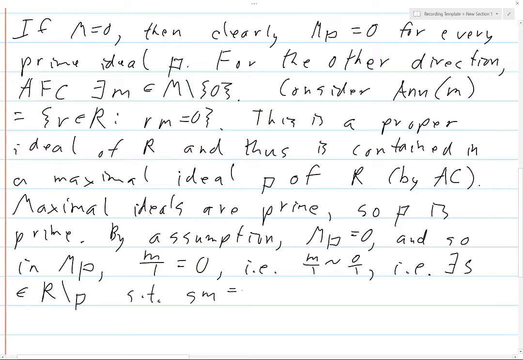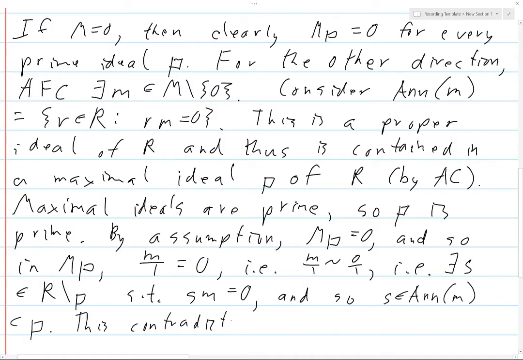And so s is in the annihilator of m, which is a subset of P. This contradicts the fact that s is in R set minus P, because that means that s is not in P. So we have that s is in P and it's not in P.